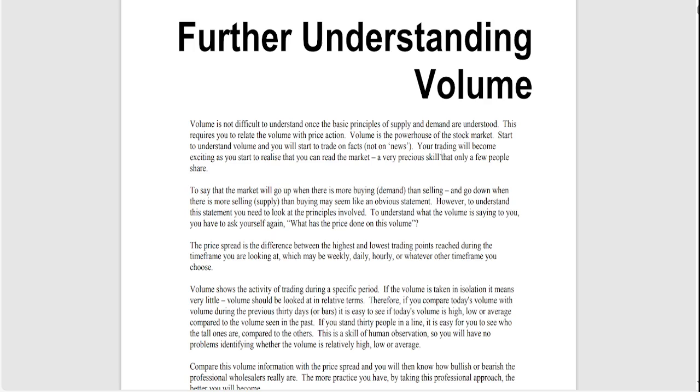Now, when you start using volume, you will start to trade on the facts, not on the news. Normally, on good news people look to buy, and on bad news people look to sell. That is the instinct people have, and that's why they are 90% failed traders. When you use volume, you will start to trade on the facts. Your trading will become exciting as you start realizing that you can read the market. This is a very precious skill that only a few people share with you.